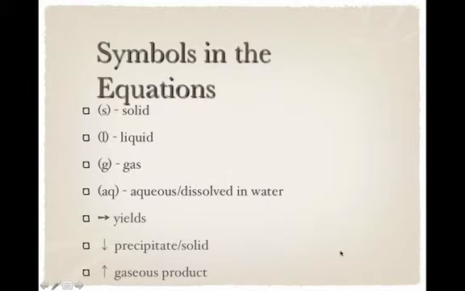And these are some of the symbols. S stands for solid, L for liquid, G for gas, and then AQ is aqueous, which just means it's been dissolved in water. The right arrow means yields, and a down arrow means a precipitate or solid is formed. Why do you think they use a down arrow? It's heavier, so it would sink. Right, it falls to the bottom. And then why do you think they use an up arrow for gas? It rises to the top. Yes.